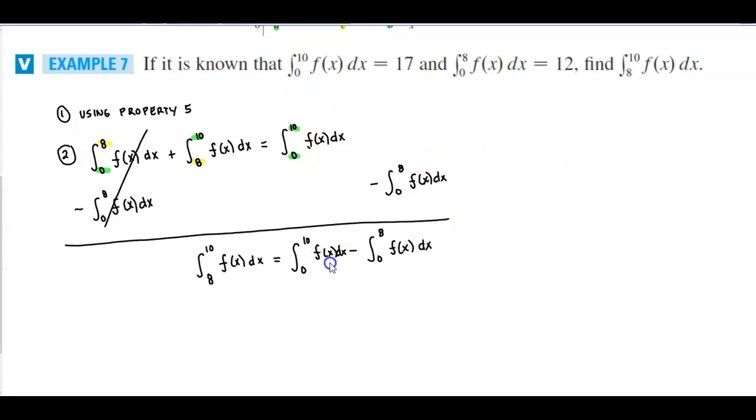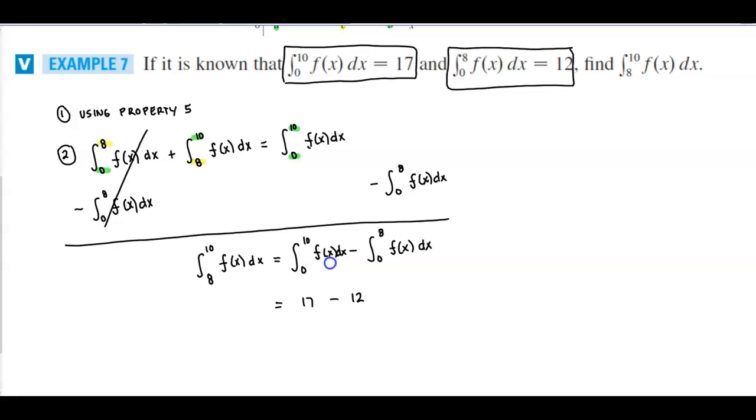Now, what do we know about the first integral? We know that this first integral is equal to 17. So we have 17 minus, and we know this integral is equal to 12. So 17 minus 12 is going to equal 5. So now we know that the integral from 8 to 10 of the function f(x) dx is equal to 5.